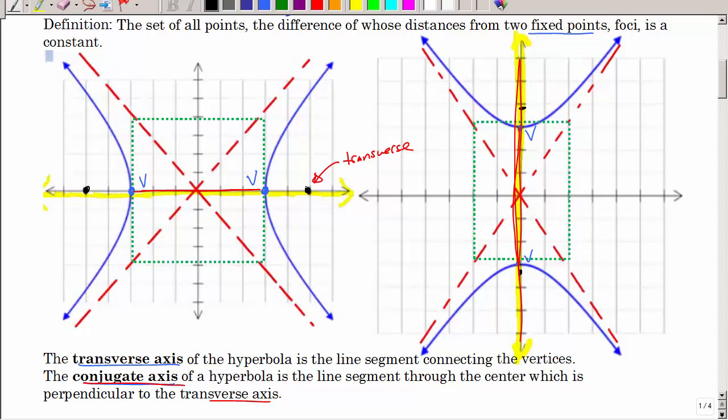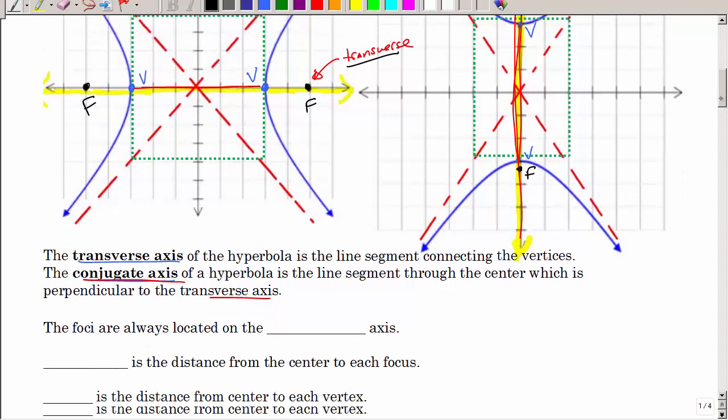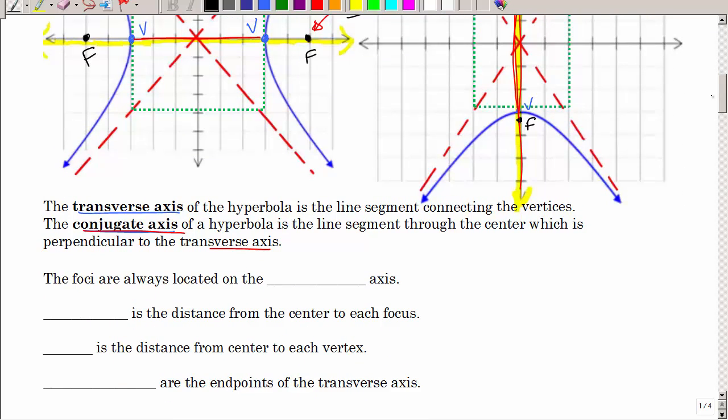These two black dots are going to be our two foci. And look, they're located on that transverse axis. And then of course we have two asymptotes. So let's fill out these blanks. The foci are always located on the transverse axis. Not the biggest, not the smallest, but the transverse axis.